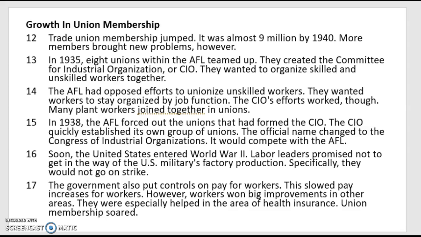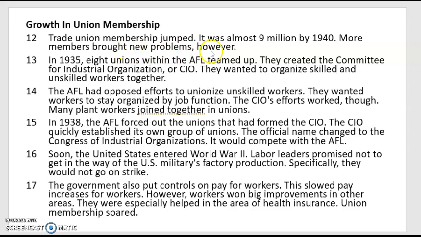And I was discussing that the reason it probably jumped is because, think about it, in a time where people didn't have very much, they were going through the Great Depression, there wasn't any money, resources, or jobs. If you did have a job and there was a group of people out there willing to fight for your safety at work and better pay, people probably wanted to jump on board with this and make sure that they were part of something bigger than themselves. So to me, that's what I gained from reading that sentence, that trade union membership jumped. It was almost 9 million by 1940.